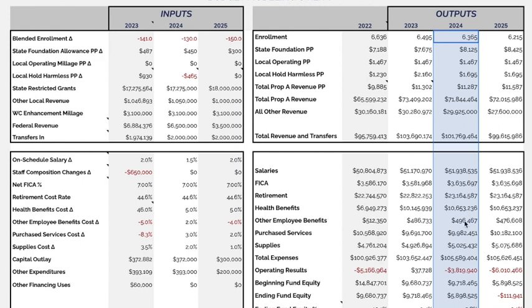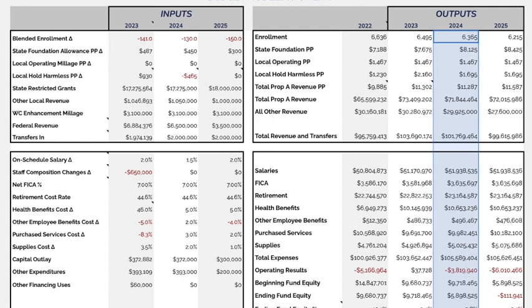Other employee benefits basically flat. Purchase services up a little bit, call it 200, 300 grand. Supplies up a little bit, but total expenses up from this year's 103.6 million to next year's potentially 105.6 million, which is an increase. Expense increase driven by all of these changes.